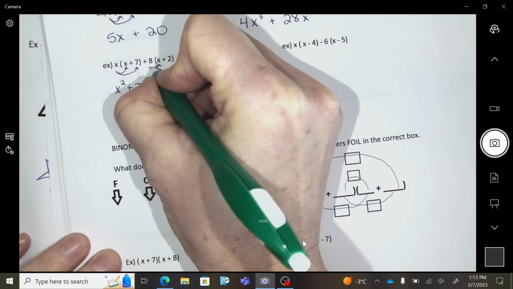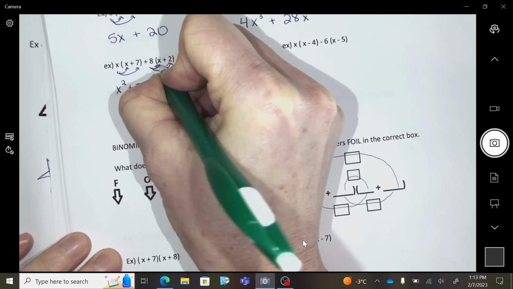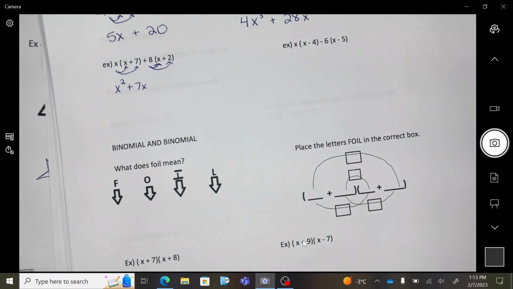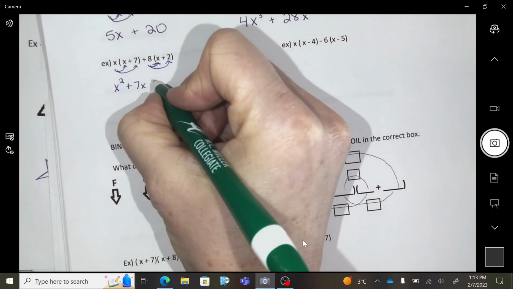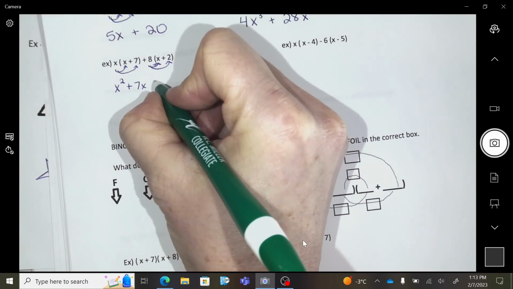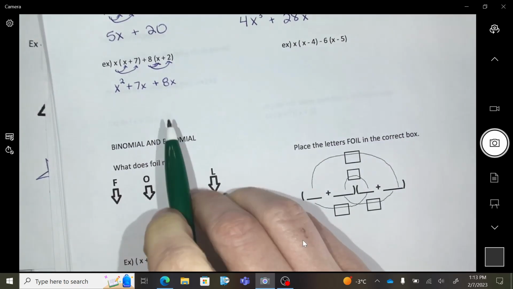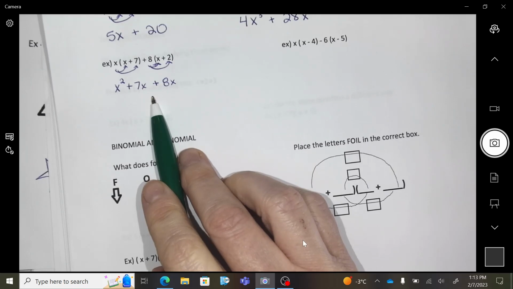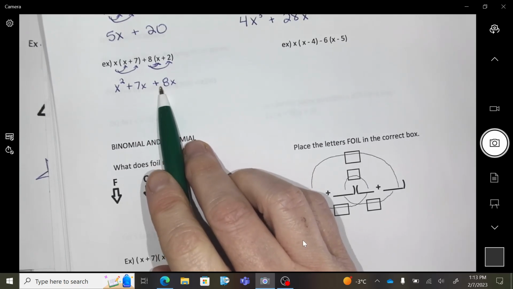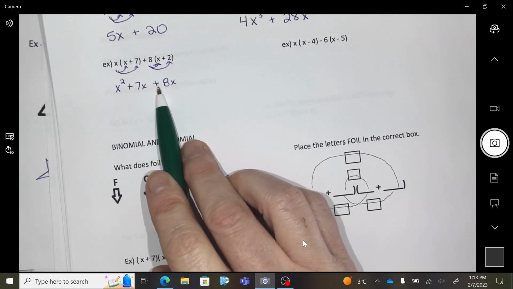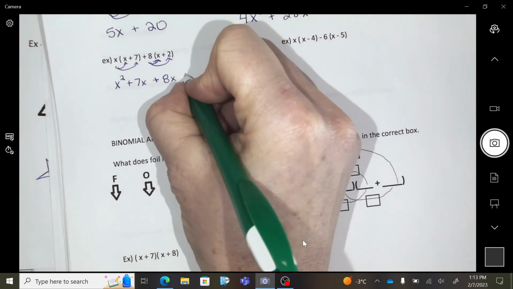Okay. Now, there's an 8 in front of its bracket. So the 8 has to go through its bracket, so there has to be a sign. So you're going to write plus 8x. Forgetting the sign, that's kind of a big deal. So plus 8x and then plus 16.